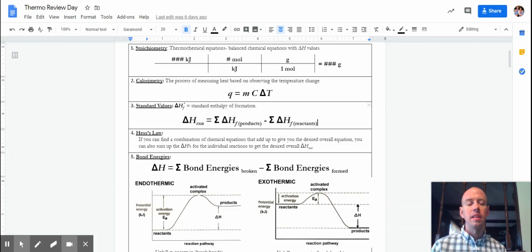I think that it's very unlikely to do a calculation from this. This is a pretty simple equation. It's given on the equation sheet, products minus reactants, so be familiar with it.